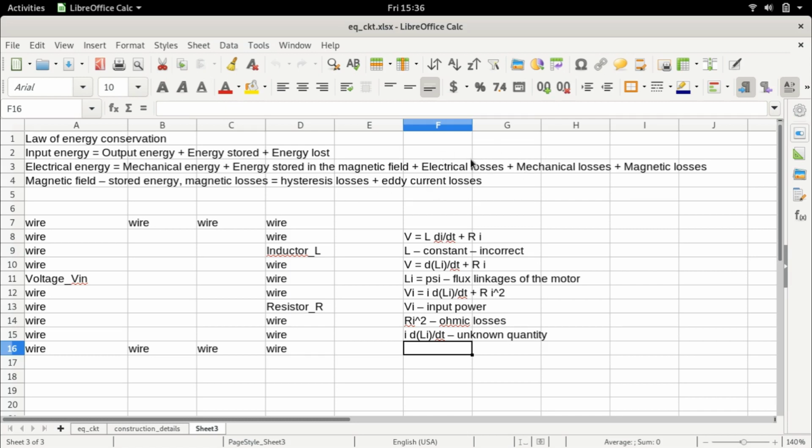Besides that, there are electrical losses, there will be mechanical losses such as friction losses, vibration losses, and there will be magnetic losses such as hysteresis losses and eddy current losses.